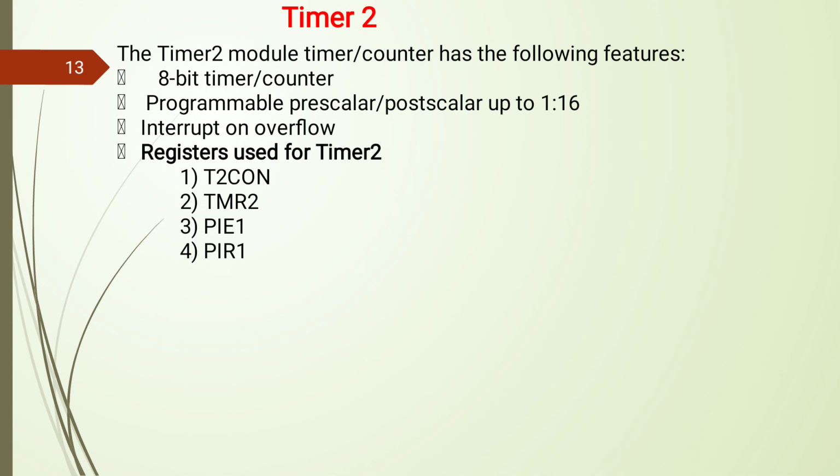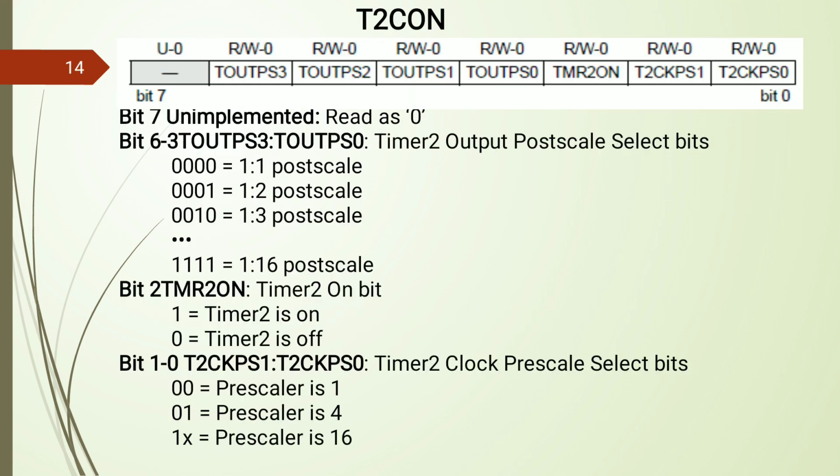The registers used for timer 2 are T2CON, TMR2, PIE1 and PIR1. Some bits are used from the PIE and PIR registers. The key register is T2CON, that is the timer 2 control register. In this register, the MSB is not used. After that, from the MSB side, the remaining 4 bits are used for selection of postscaling combinations, from 1:1 to 1:16. So all 4 bits are used, that is TOUTPS0 to TOUTPS3. All these bits are used to select the postscaling options for timer 2.